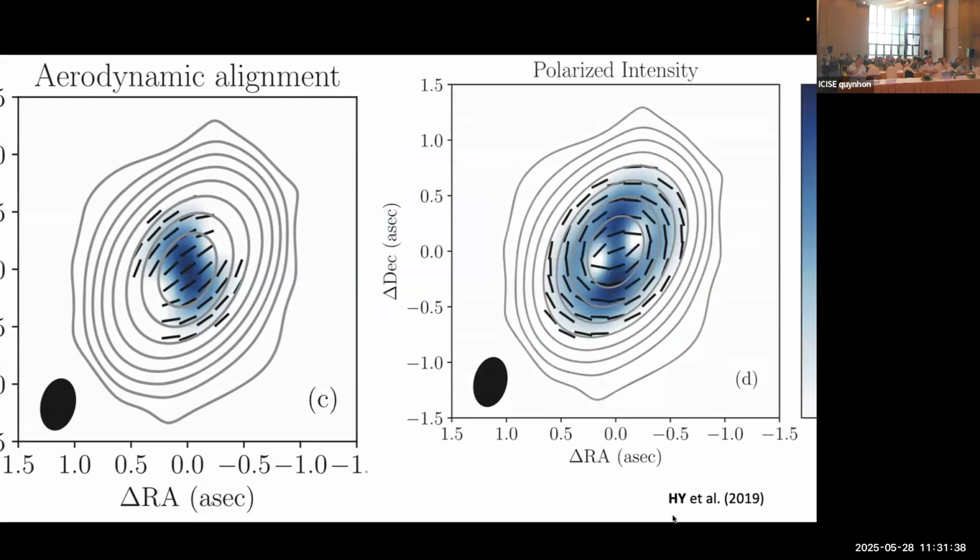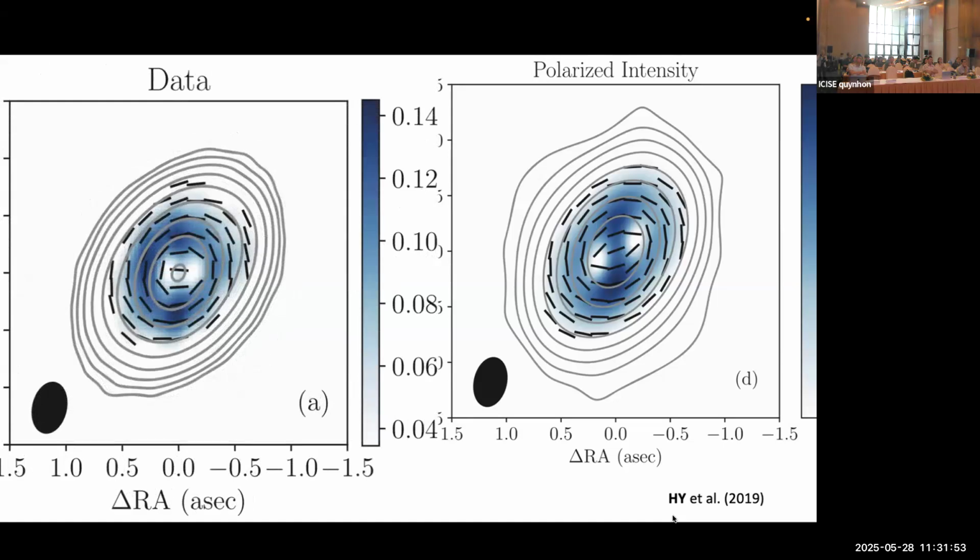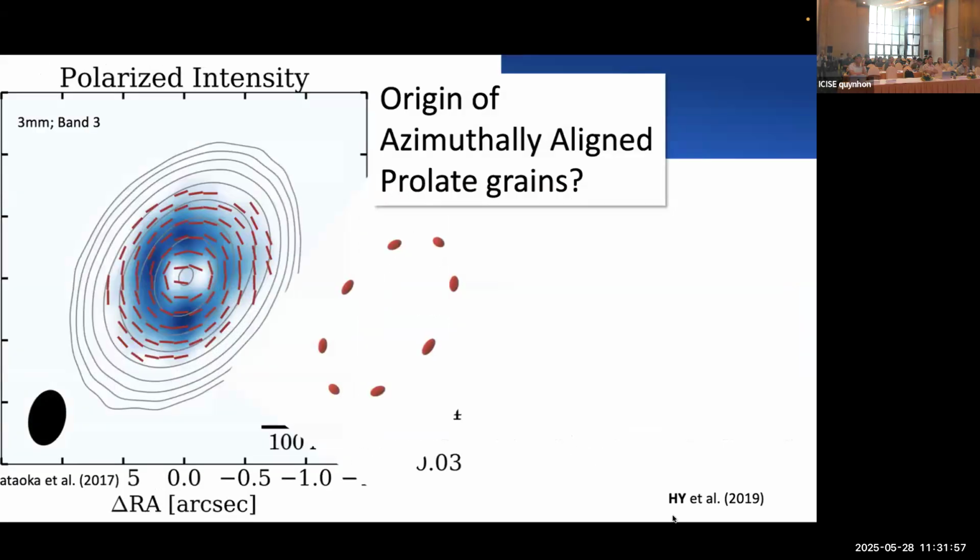We believe this pattern, together with scattering, can produce this kind of azimuthal pattern. And we think the dust grains are some sort of prolate grains, azimuthally aligned prolate grains in the system. This is the agreement. But what is the origin of that?